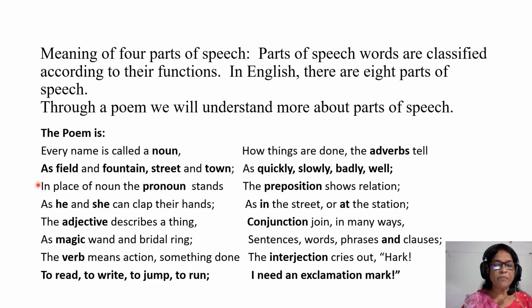In place of noun, the pronoun stands, as he and she can clasp their hands. The adjective describes a thing, as magic, wand and bridal rings. The verb means action, something done, to read, to write, to jump, to run. How things are done, the adverbs tell, as quickly, slowly, badly, well.